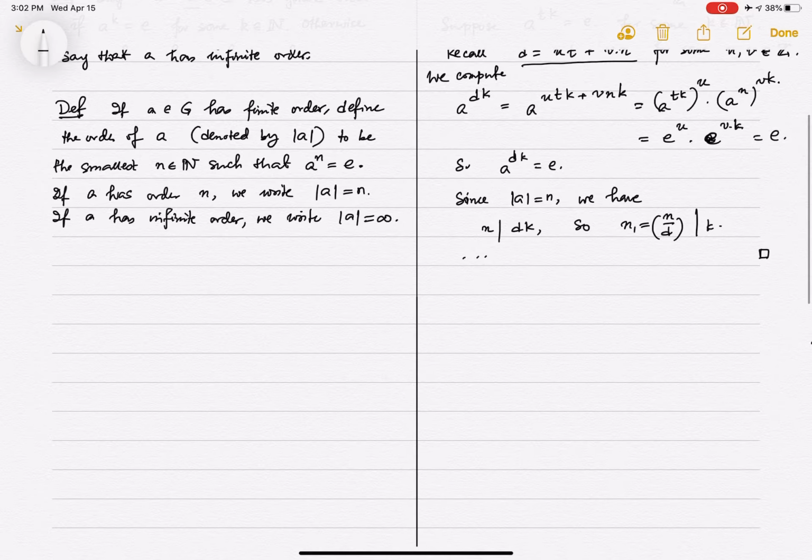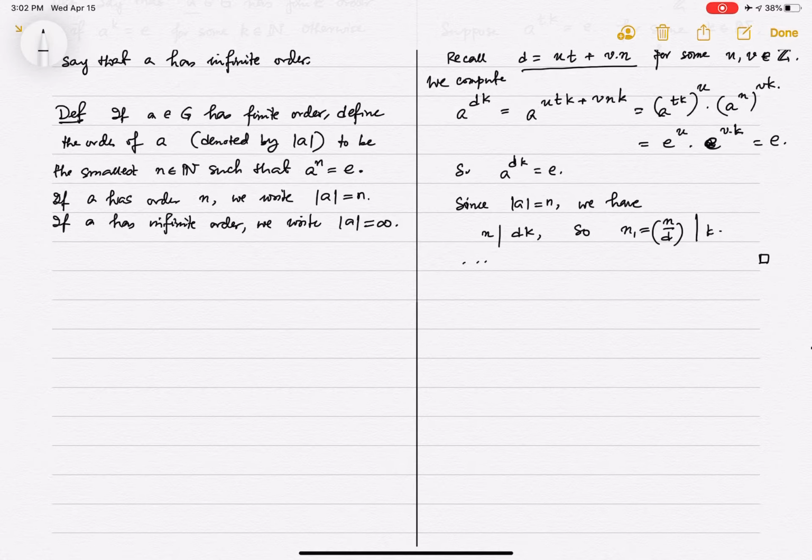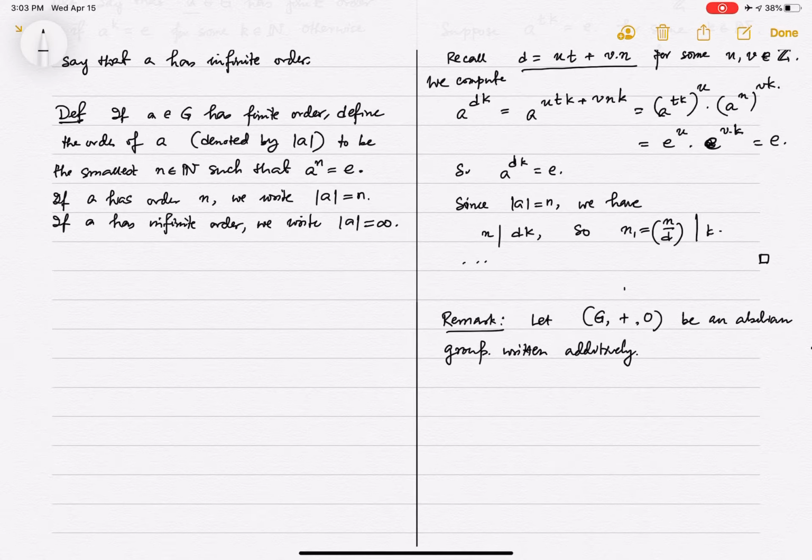The other thing I wanted to do is talk a little bit about this additive notation. Here's a remark. We mentioned this briefly once before, but let me make it clear. Let G be an abelian group. Abelian means that composing in either order gives you the same thing. Written additively means that the group operation is written as a plus instead of a dot or a star, and the identity element is written as a 0 instead of an e.